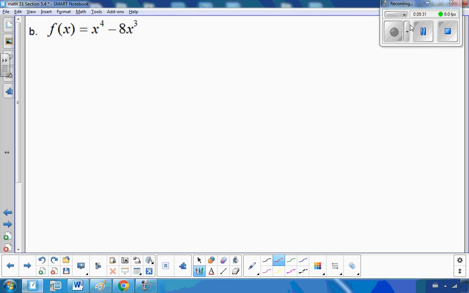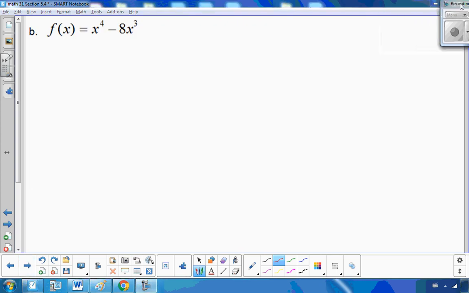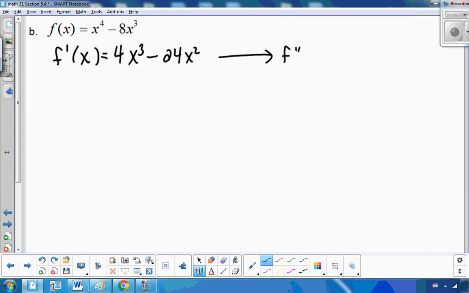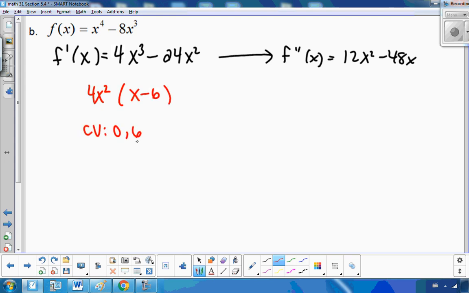Okay, let's look at another one here. At this one, I'm going to again find the first and the second derivative. First derivative, 4x cubed minus 24x squared. Second derivative, 12x squared minus 48x. Okay, so let's find the critical values, which are the values that make the first derivative equal to 0. Factoring out 4x squared, the GCF, I'm left with x minus 6. So my critical values will be at 0 and positive 6.